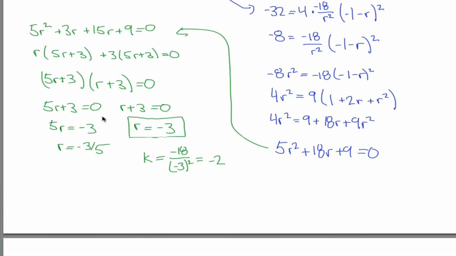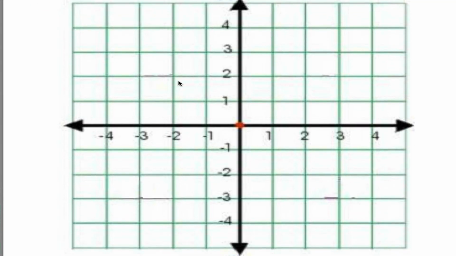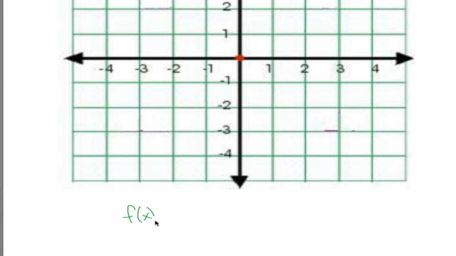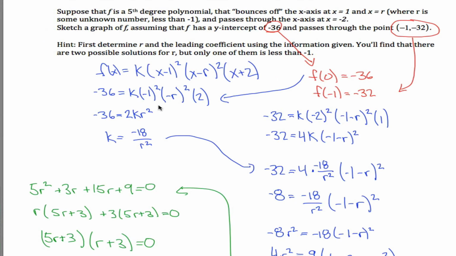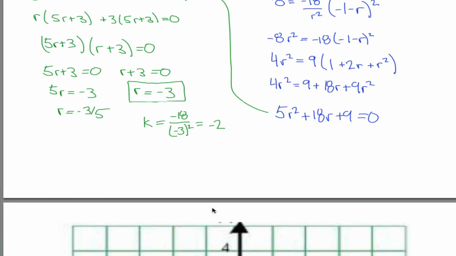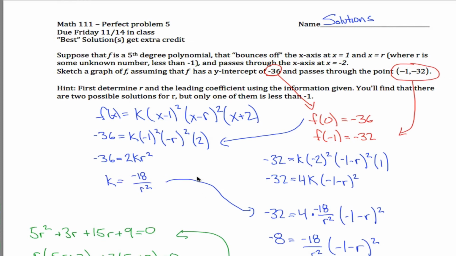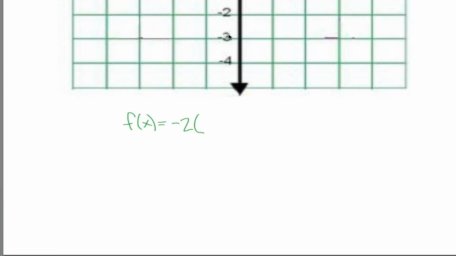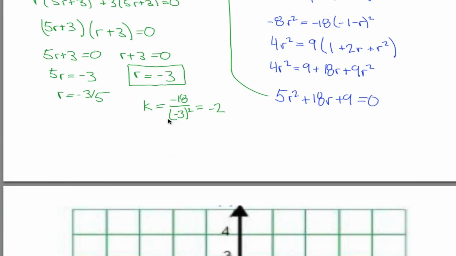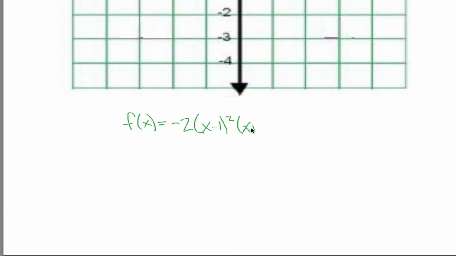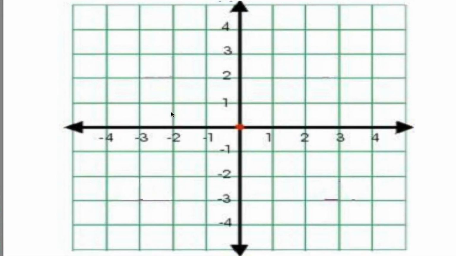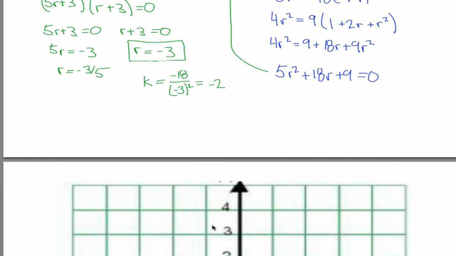So I know that my polynomial is just f of x. Maybe I'll write this on the next page. I don't know where, down here I guess. Now I know my polynomial. It's f of x equals, and remember up here I had my polynomial, it just had k's and r's in it. Because I've solved for k and r, I know exactly what it is. It has a negative 2. And that gets multiplied by x minus 1 squared. And that gets multiplied by x minus r. But r is negative 3, so x minus negative 3 is x plus 3 squared. And then finally, times x plus 2.